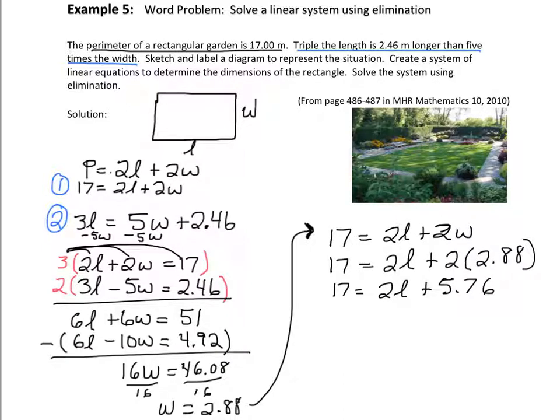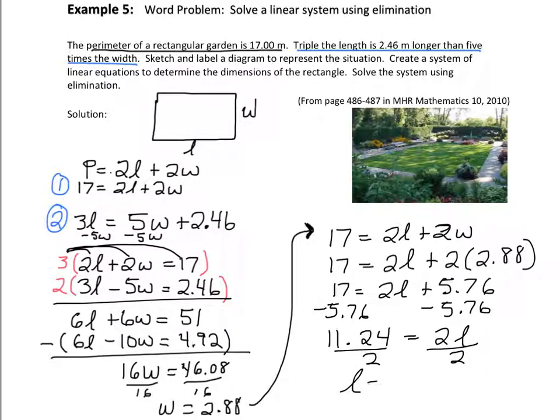2.88 times 2 is 5.76, and then you subtract that from both sides, 5.76. 17 minus 5.76 is 11.24, which is now equal to 2L. Divide both sides by 2, and you get that the length of the rectangle is equal to 5.62 meters.